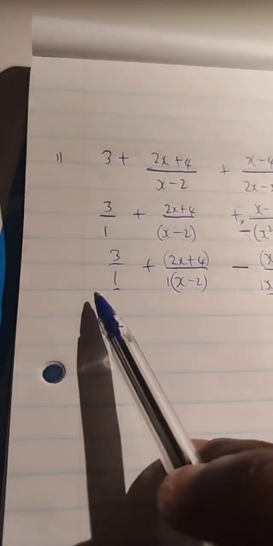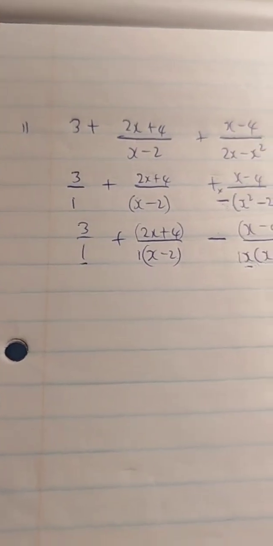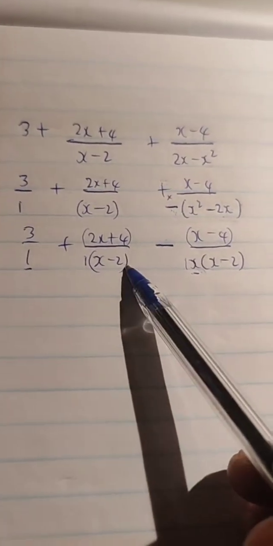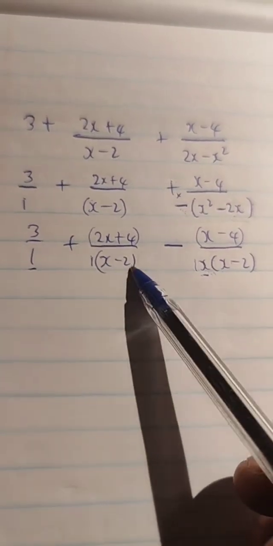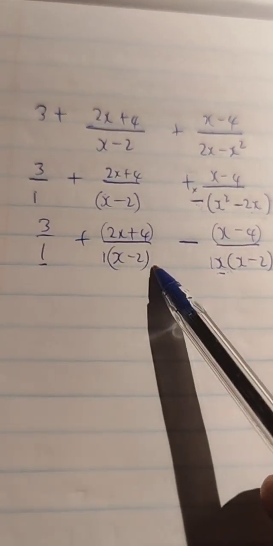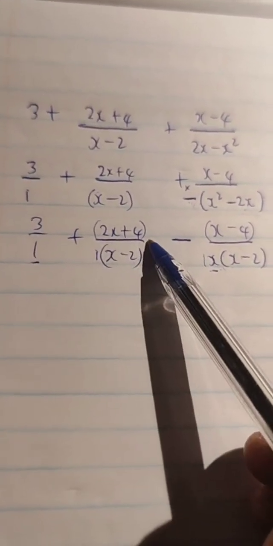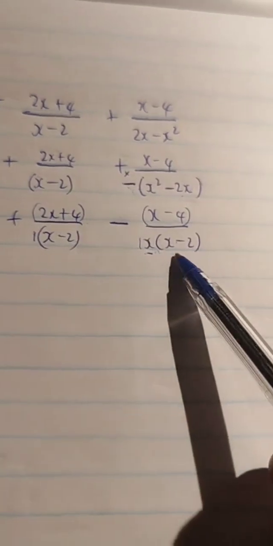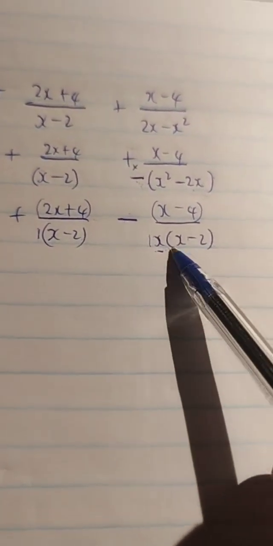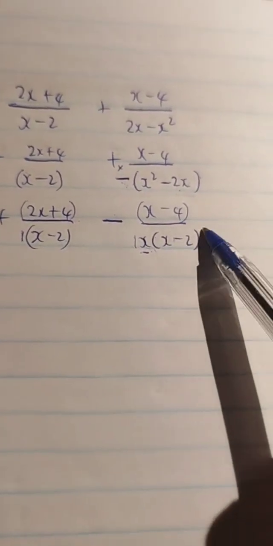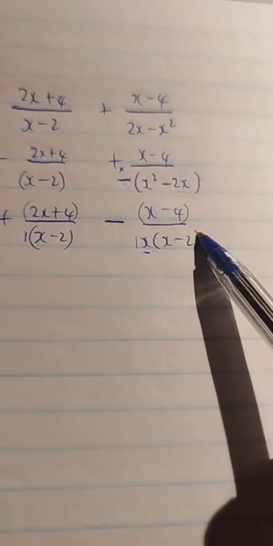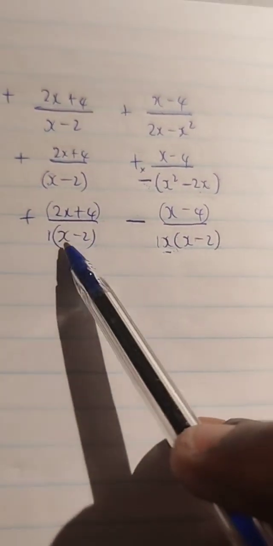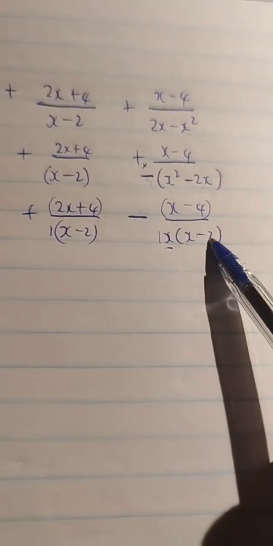So if I look at this fraction first, it does not have a bracket. But if I look at this denominator, it has a bracket that is x minus 2. What is the exponent? It is 1. If I look at this one as well, it has x minus 2. What is the exponent? It is 1. So this is a common bracket.